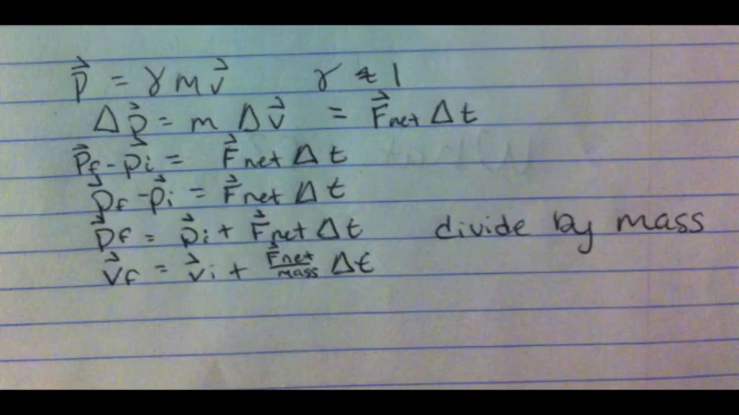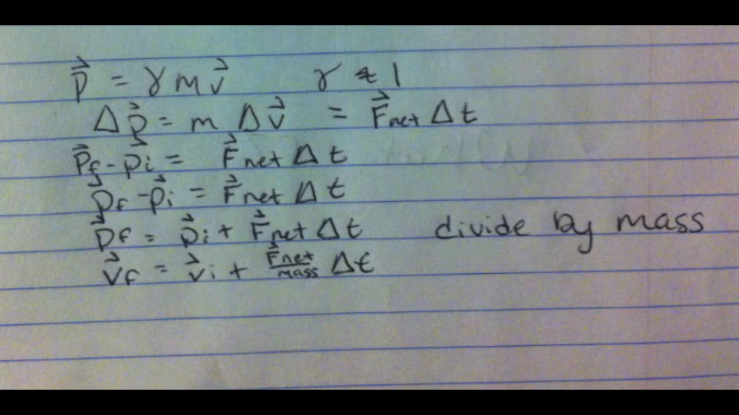In order to model the pen's movement on VPython, we have to derive the velocity from the fundamental momentum principle, which is momentum equals gamma times mass times velocity. In this case, gamma is about 1, so we don't have to worry about it. And then we can also see that the change in momentum is equal to mass times the change in velocity, which is also equal to the net forces times the change in time.